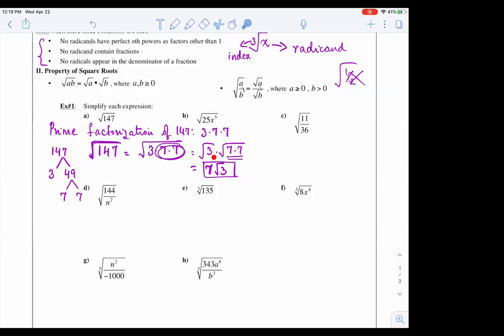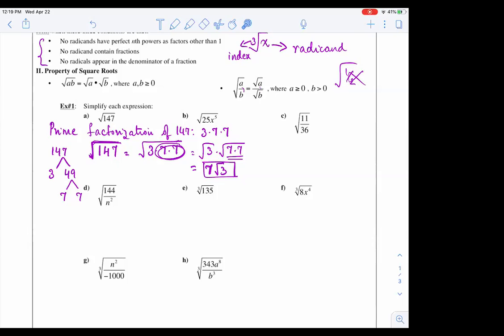Since the 3 is only one of them, if the 3 had one more 3, then that would also go out. So every time you have a factor pair, one of them goes out. And that actually vanishes. The factor pair vanishes. The way it vanishes is that one of them goes out of the radical. Okay, I get it.